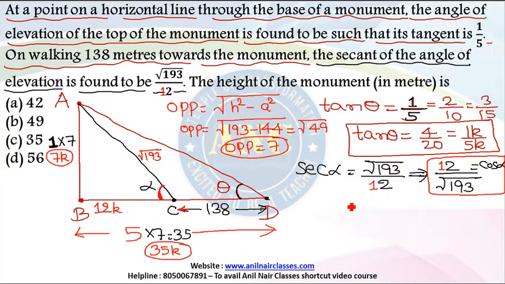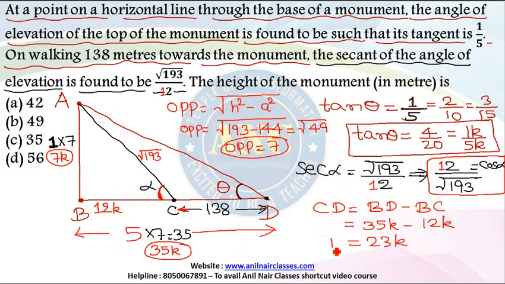That means the value is nothing but out of total BD value, subtract BC value. BD value entire thing is 35k. BC value is 12k. That means CD is 23k. But it is also given in the question that CD is 138. So 23k is 138. K value happens to be how much? 6. If K value is 6, AB value is what I am finding. So answer is 7k. It is 7 into 6. Answer should be 42 units.